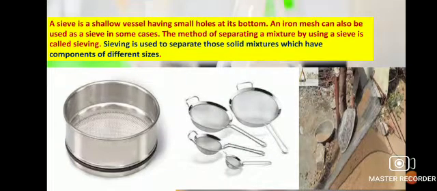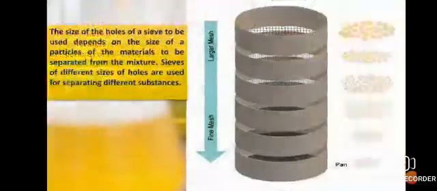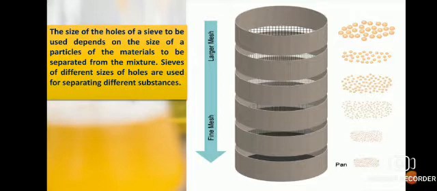The mixture having components of different sizes is put in a sieve and then the sieve is moved back and forth continuously. I'll show you the process. First of all, here you see, this is the size of the hole of the sieve. Sieves with different sizes of holes are used for separating different substances, and the size of the holes of the sieve depends upon the size of the particles that are to be separated from the mixture.